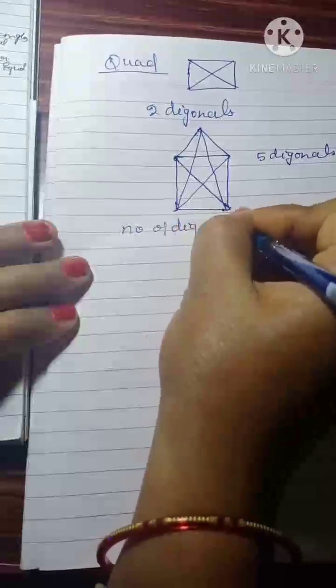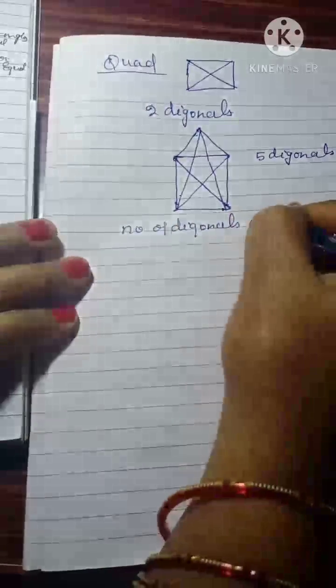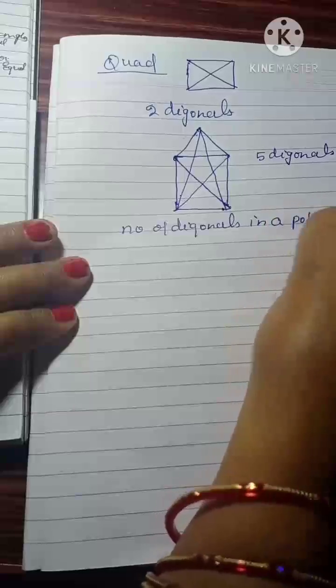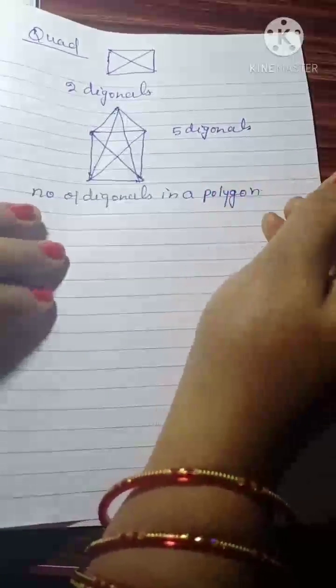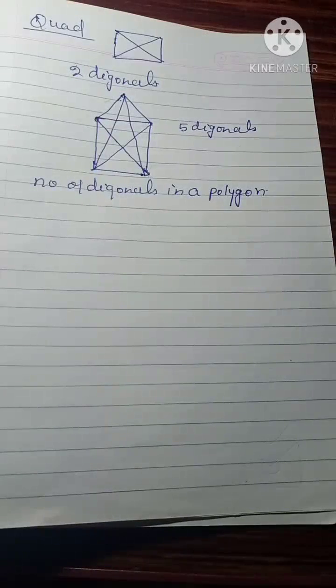Number of diagonals in a polygon. Polygon means having many sides. Because the children are always confused in these things, that's why I am repeating them. The number of diagonals in a polygon is equal to, what will it be, beta? n into n minus 3, upon 2.